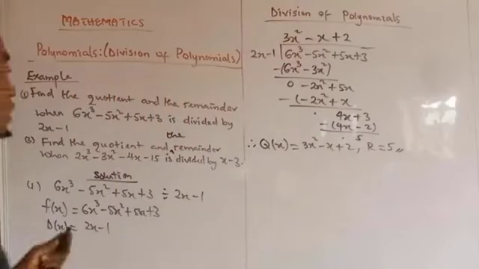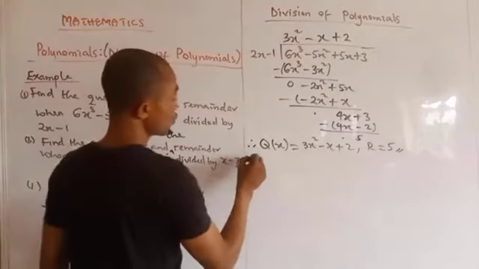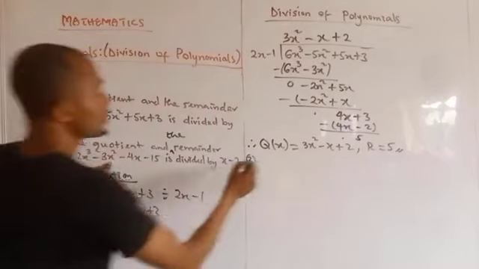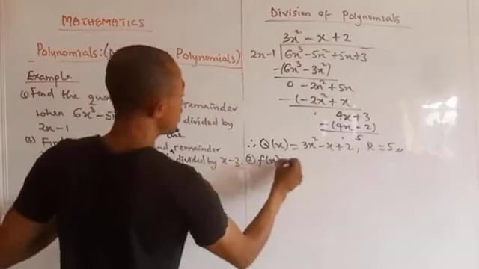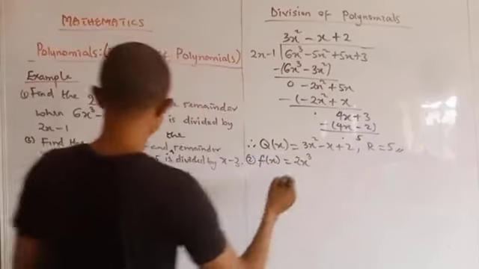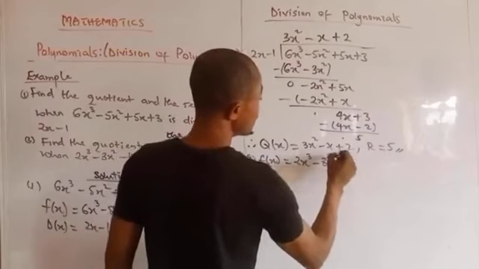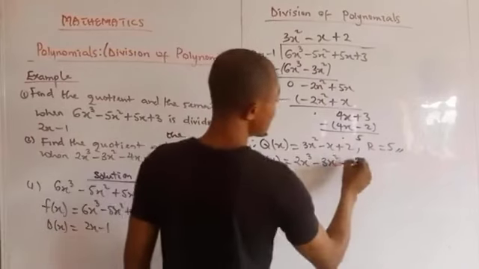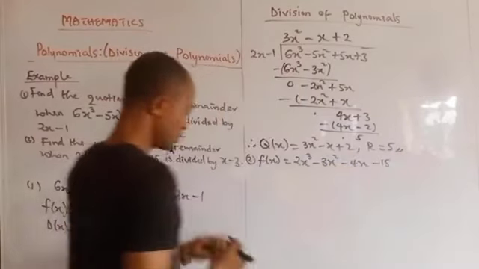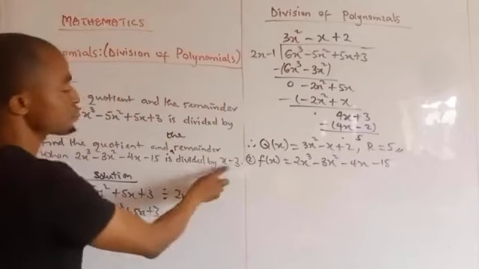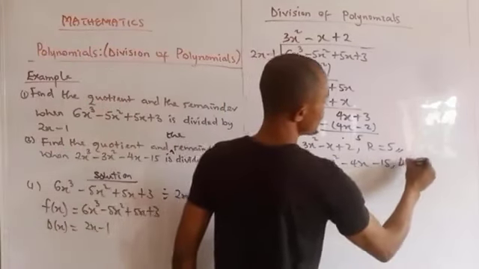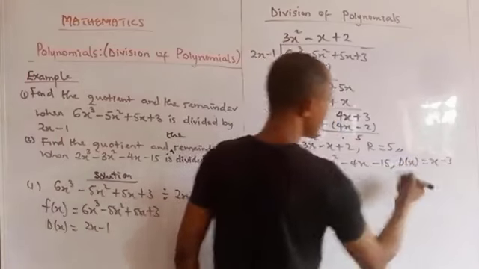Then the second one, let's look at it. Number 2. This is our f of x. We write f of x equals 2x cubed minus 3x squared minus 4x then minus 15. So this is our f of x, while x minus 3 will be our d of x, that is the divisor, d of x equals x minus 3.